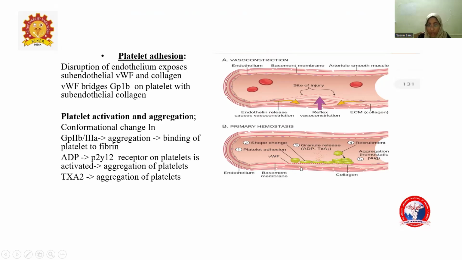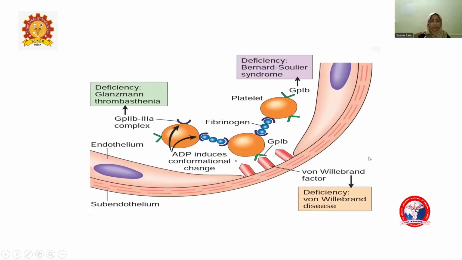This diagram shows that following injury, there will be the release of von Willebrand factor and collagen that will lead to platelet adhesion. The first step is platelet adhesion. Subsequently, there will be a change in the shape of the platelets and there will be release of granules such as adenosine diphosphate and thromboxane A2. And the fourth step is recruitment. There will be recruitment of multiple platelets and that will lead to aggregation and finally a hemostatic plug.